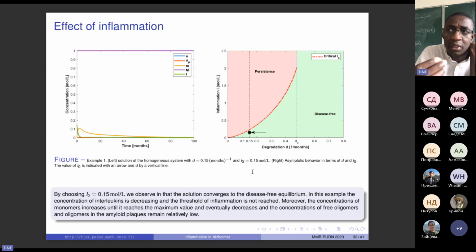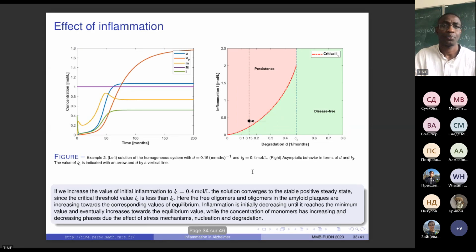So that means the initial concentration of interleukin also plays a role in the persistency or not of the disease. Of course, we can compute again. When we increase the concentration of I0, the initial concentration of interleukin, we see that the dynamics change, because the concentrations do not decrease towards zero.